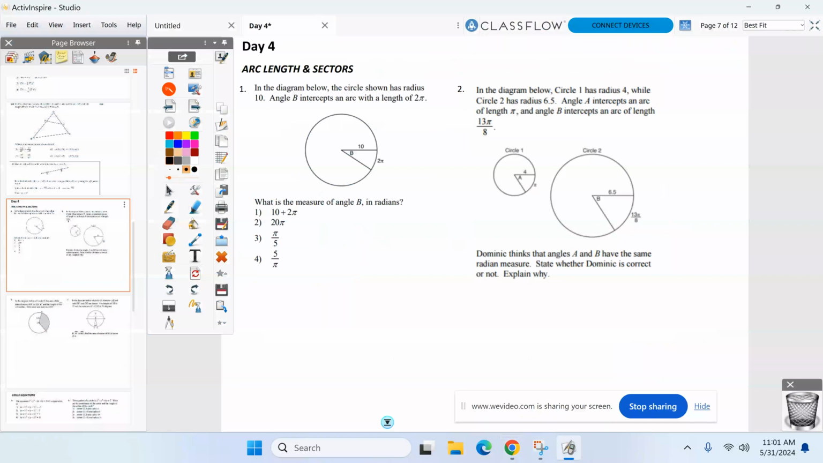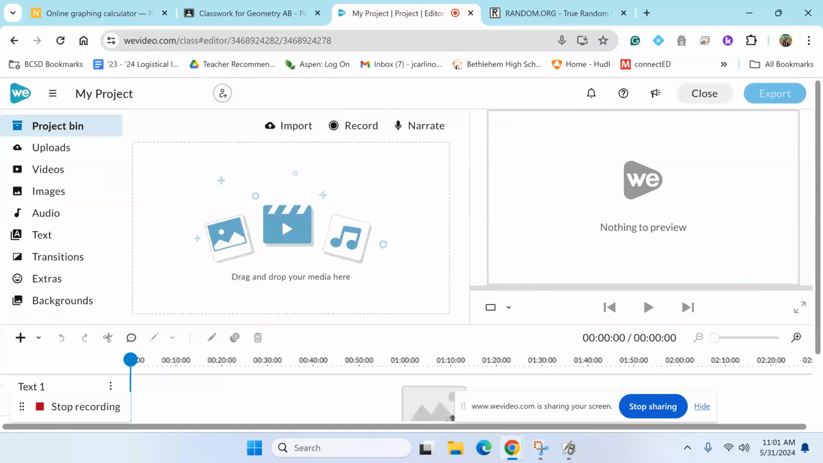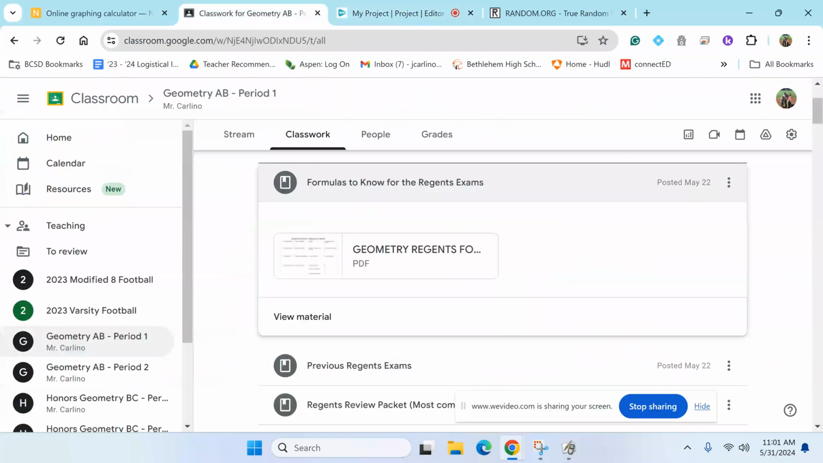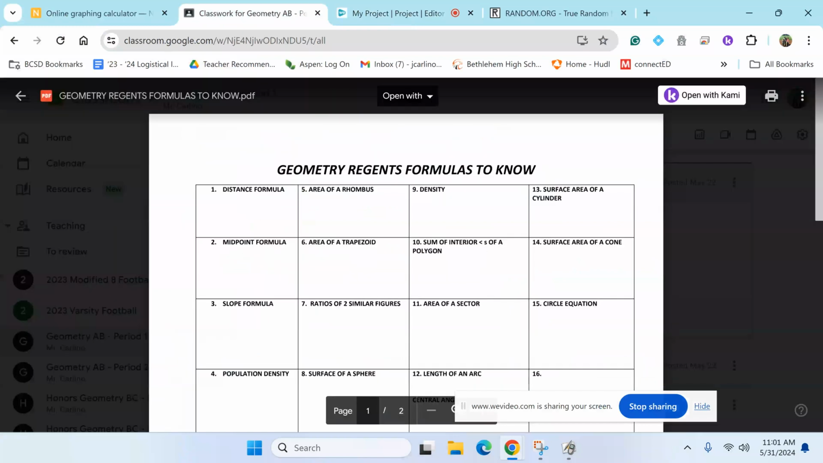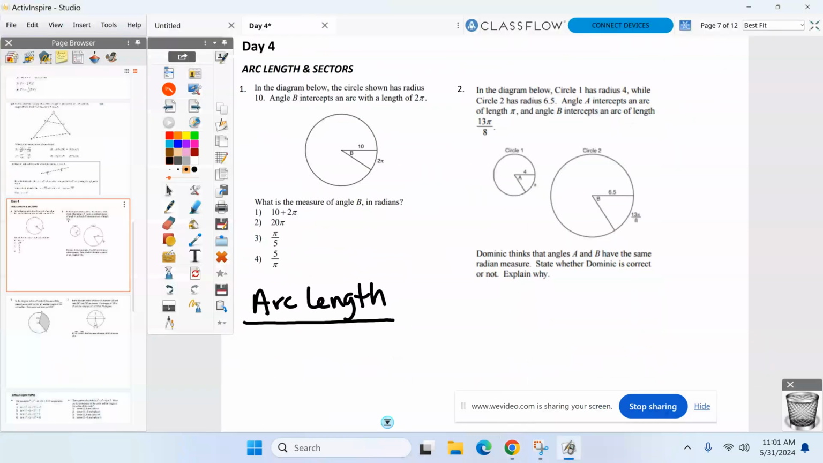First formula, arc length. Not given, need to know it. Arc length of a circle. A reminder: I put this formula sheet you need to know up on Google Classroom, but I'm going to print it out and copy it anyway and cave and cater to you guys like usual. Of the 15 formulas on there, length of an arc is one of them. So here you go, length of an arc.